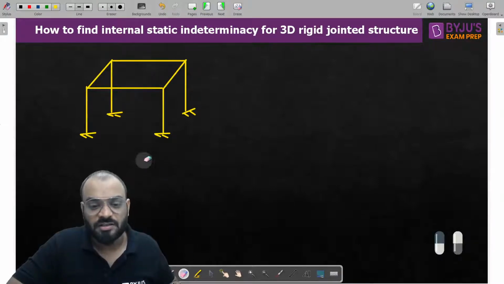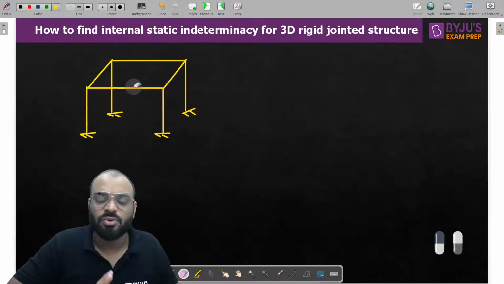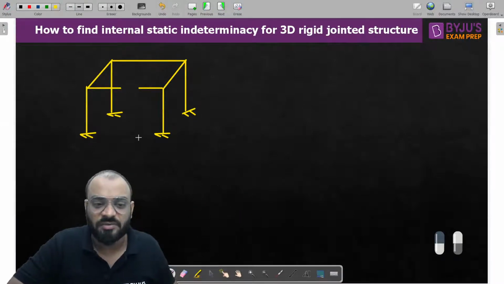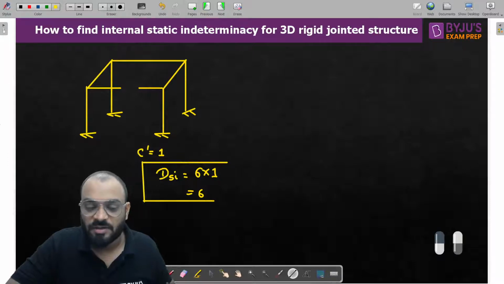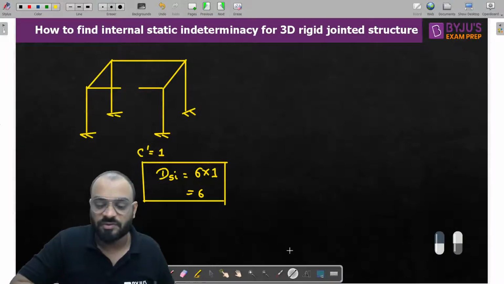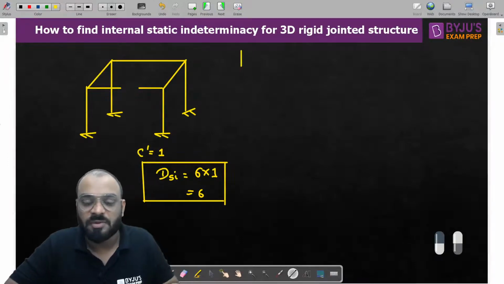So guys, right now it is very simple to know how many cuts we require in this case. We will cut at this particular location. Now you can see here, guys, how many cuts we have put? Only one. So can I write C dash is equal to 1. So what is the value of DSI in this case? DSI is equal to 6 into 1, that is equal to 6. Very easy. But guys, this particular process will become difficult when you have a multi-story building.